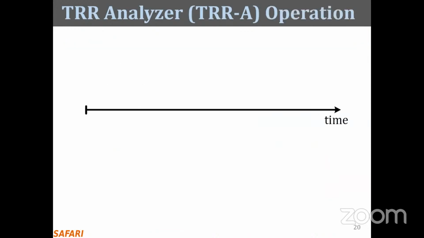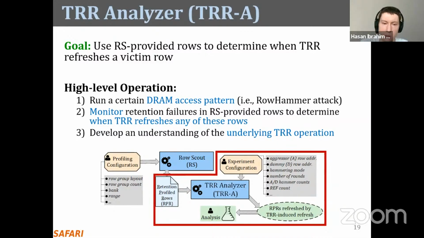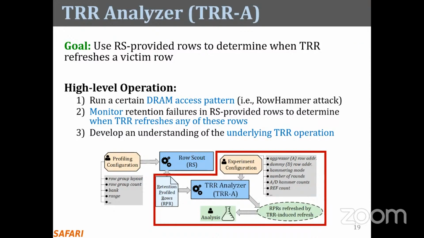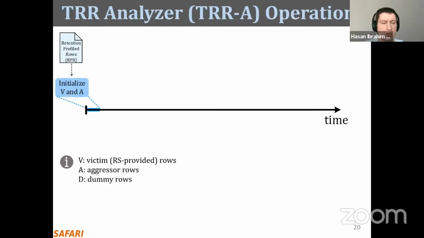So we are attacking the rows that are next to what row scout selected, not the ones that row scout selected, but right next to it, right? So we can detect if it got refreshed or not. Exactly, yes. This is the typical experiment. Okay, thanks. I guess we will discuss that in a bit more detail in the following slides.